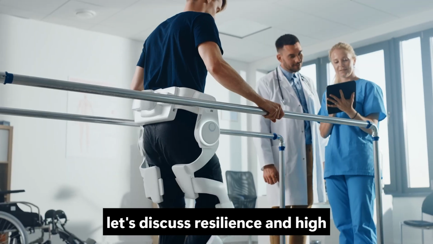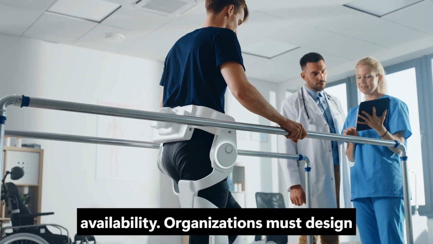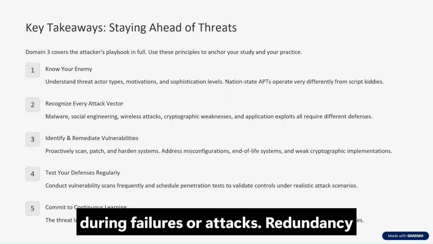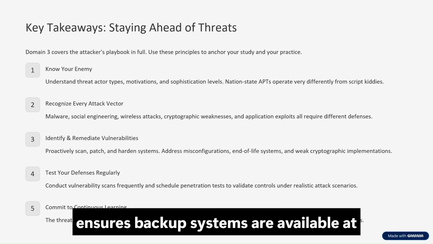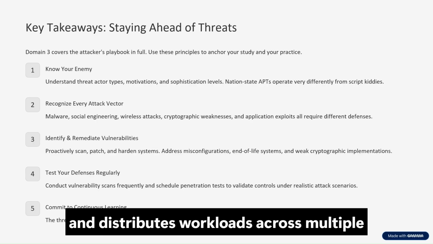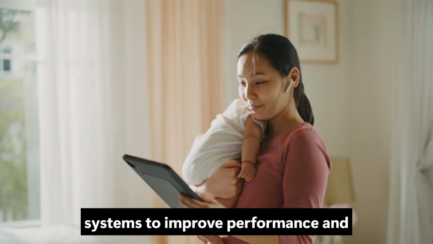And finally, let's discuss resilience and high availability. Organizations must design systems capable of continual operation during failures or attacks. Redundancy ensures backup systems are available if a primary system fails. Load balancing distributes workloads across multiple systems to improve performance and reliability.